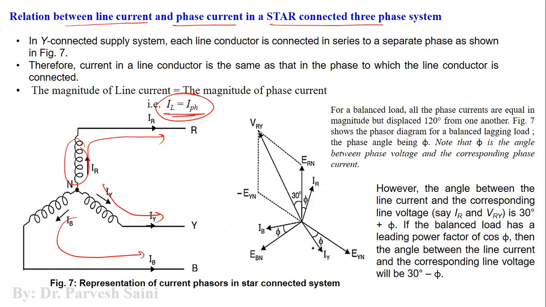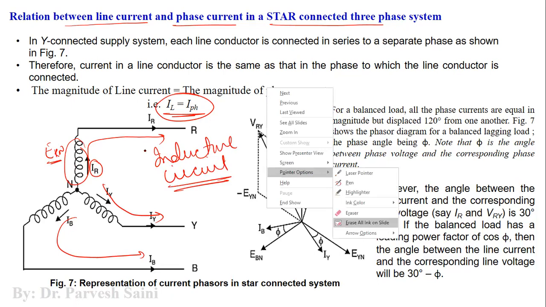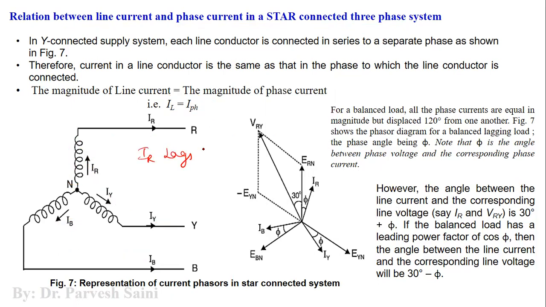And the phasor diagram is shown here because for every phase current, its phase voltage is ERN, right? So because this is an inductive circuit, what will happen? This IR lags ERN by phi. So ERN is the voltage at this phase, EBN is the voltage here, and EYN is the voltage here, right? So similarly, you can see here that IR is lagging ERN by phi.